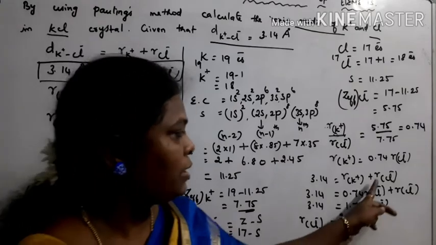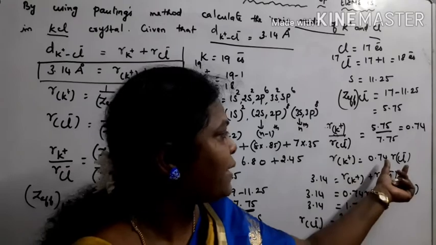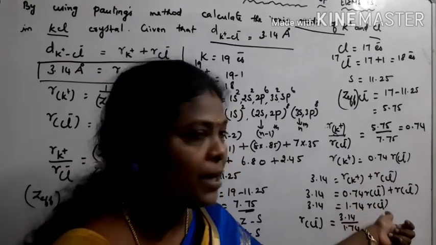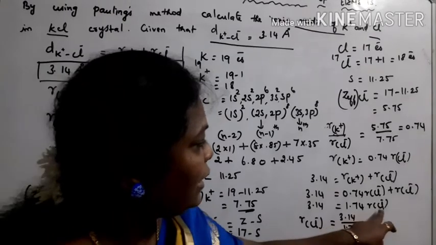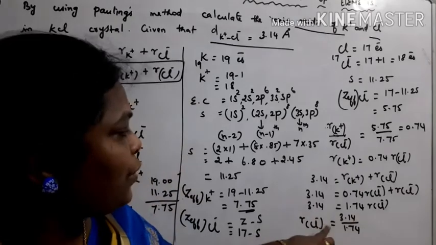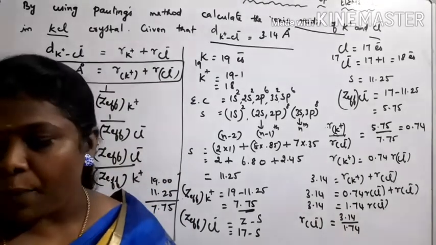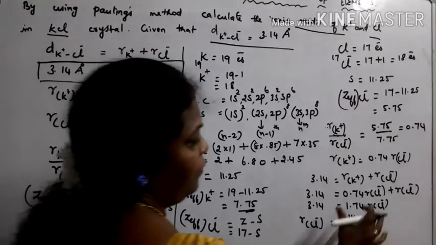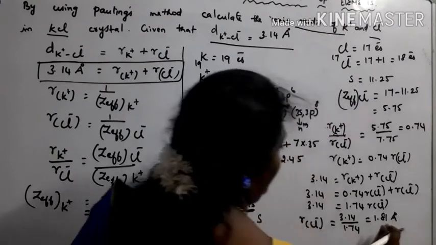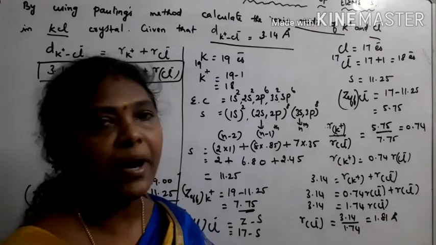Have you all understood these steps? Radius of cation and radius of anion: instead of K plus, we have substituted these values. Adding the two, we get 1.74 times radius of Cl minus. Therefore, to calculate the radius of Cl minus, keep it here and bring 1.74 to the other side. Radius of Cl minus equals 3.14 divided by 1.74, and we get the answer 1.81 Angstrom units.